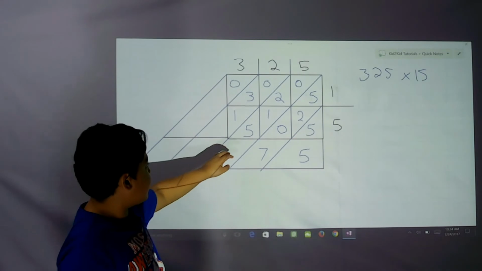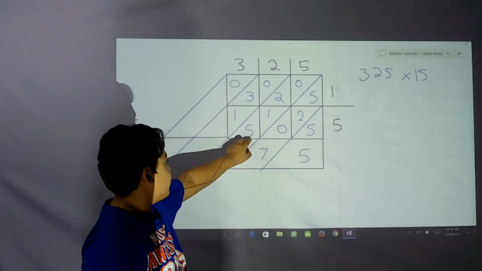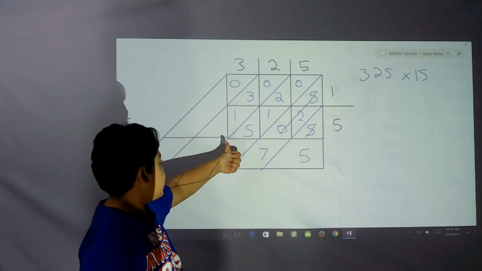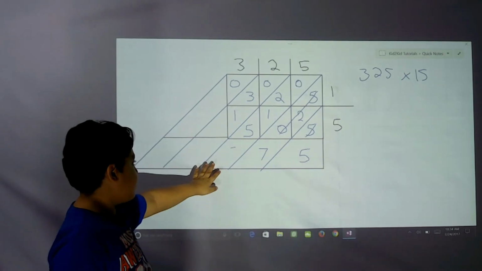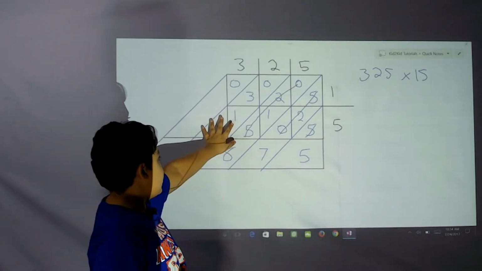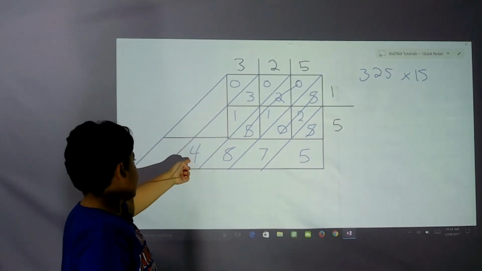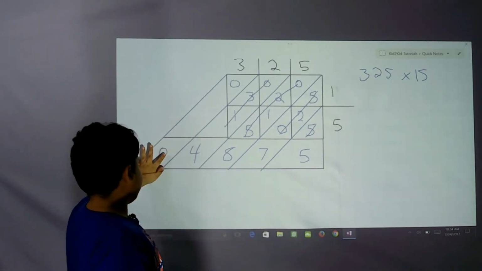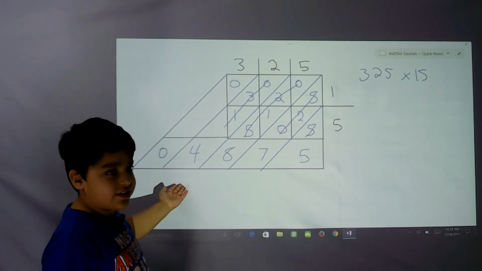And then like I said, you can also cross them off. 3, 6, 7, 8. So 8 here. And then 3 and 1, 4 here. And then you just bring down the 0. And then here's your answer.